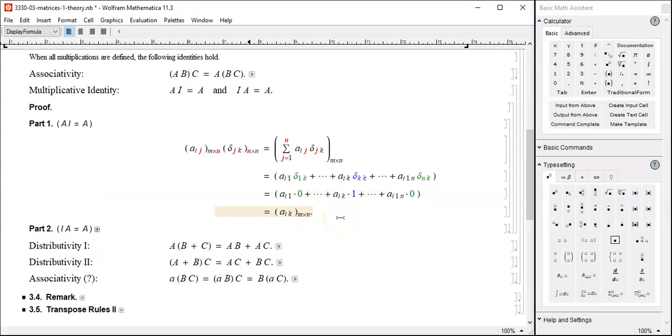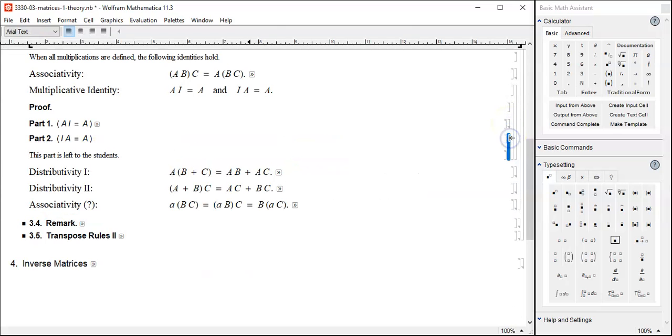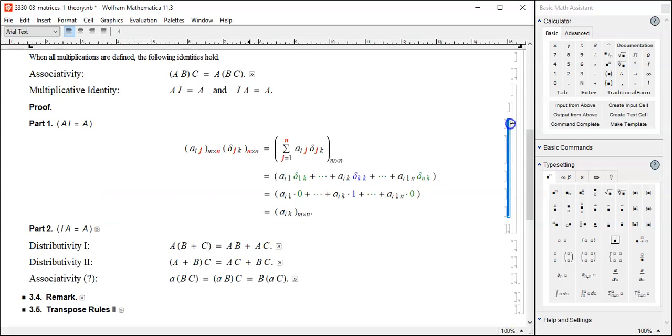So what do we get? We get a_ik, an arbitrary ik entry, and that's the same as the original matrix A that we started with. I'm going to leave the other as your own exercise, and let's see.